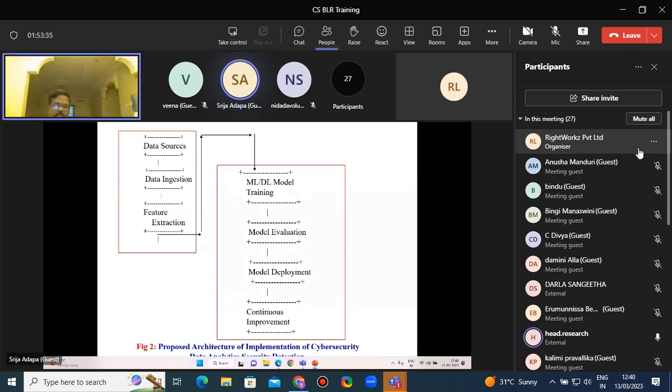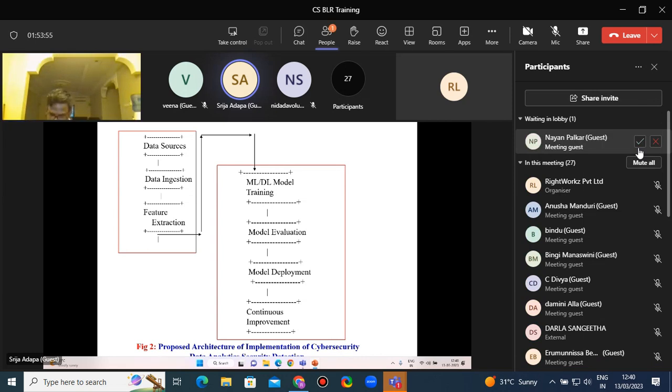Here this component involves training ML and DL models on the extracted features, which can learn to classify security events. Next one is model evaluation. This component involves evaluating the trained model to ensure that it is accurate and effective at classifying security events. Next one is model deployment.